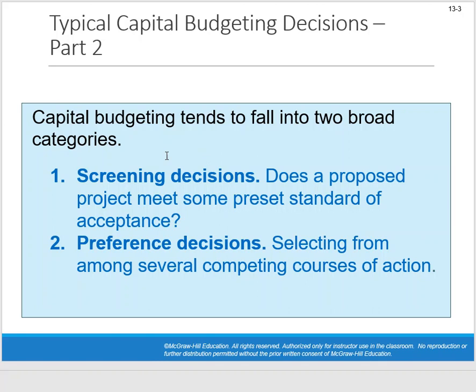So in doing that, our capital budgeting usually falls into two big categories. One, first we do screening decisions. So does a proposed project meet some preset standard of acceptance? And then secondly, we'll look at preference decisions where we select from among several competing courses of action. Sometimes we use screening decisions to even advance a project to a preference decision.